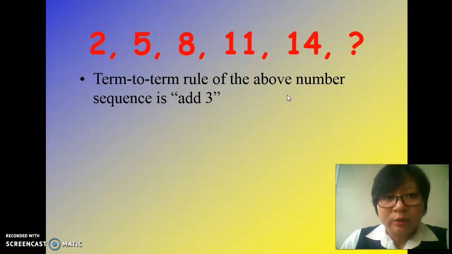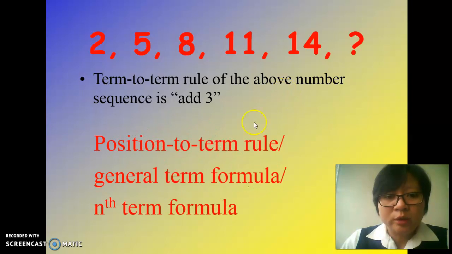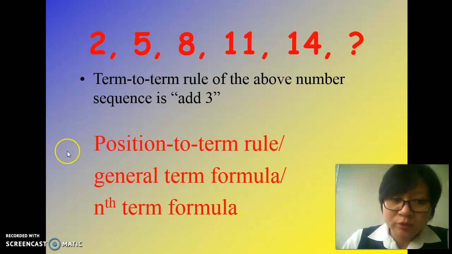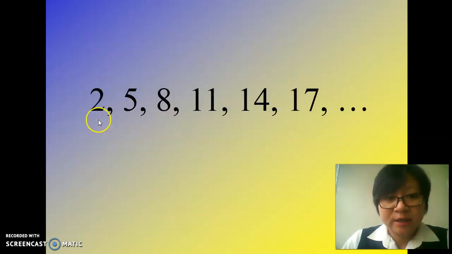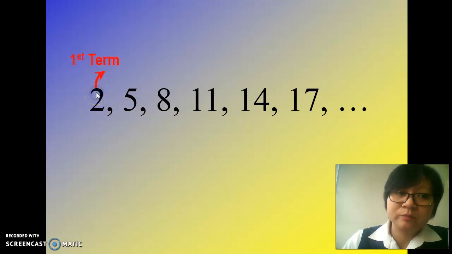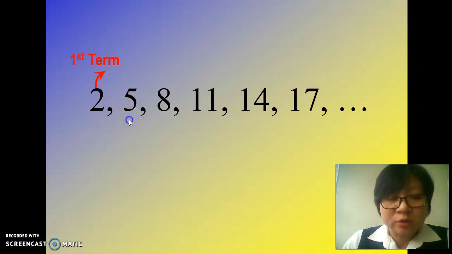There is another rule, we call it position to term rule, or general term formula, or the nth term formula. To use this rule, you need to label the position of the term. For example, 2 is the first term from the leftmost term. 2 is the first term. 5 is the second term. To save space, I'm going to use the symbol T. T stands for term, and 2 is the position number, and the position number is placed slightly below the line.